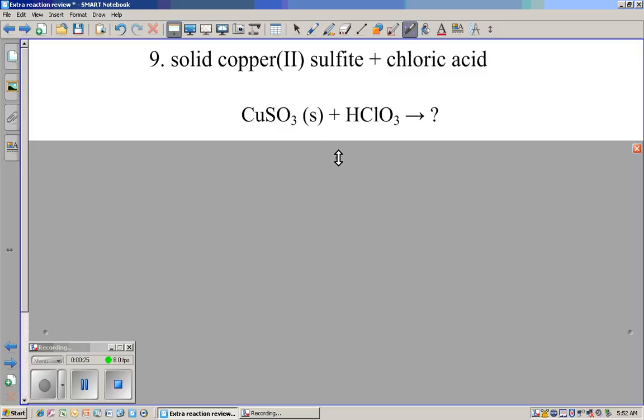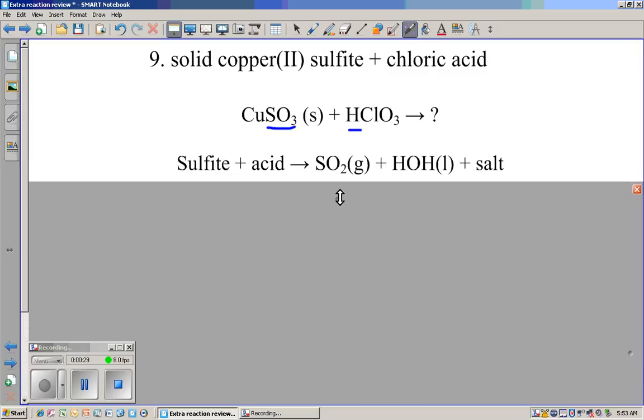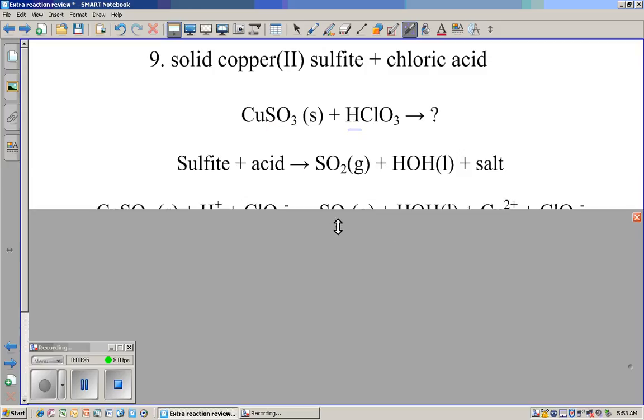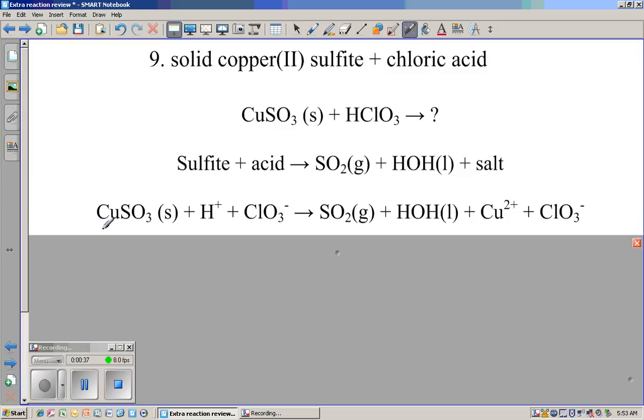So what kind of reaction is this? It's a sulfite with an acid, and a sulfite with an acid is going to give us sulfur dioxide gas and water plus a salt. So when we write it out, remember this stays together because it's the solid, plus the H+ and the ClO3-, because this acid will always split up, makes my gas, my water, and the salt would be made up of copper and chlorate ions.